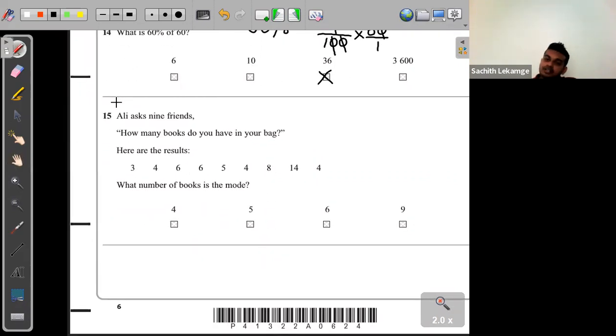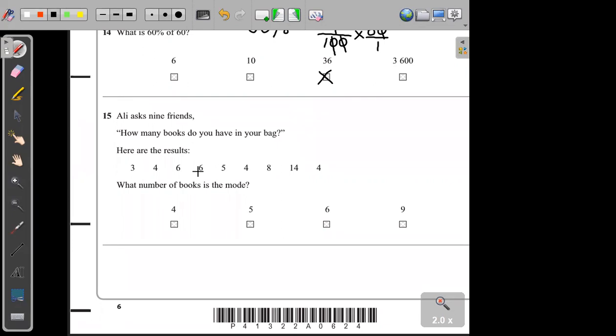Alia. Alia, not Ali. Alia asks 9 friends, how many books do you have in your bag? Here are the results. What number of books is the mode? What does mode mean? Mode. Oh, wait, give them a chance. Four is the mode. Most frequent value.